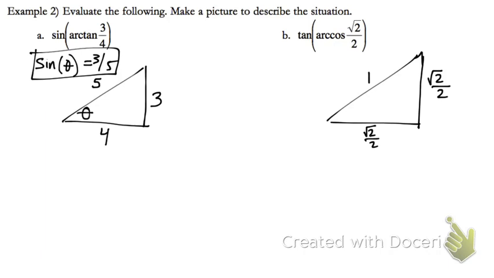So if I said, all right, cosine inverse of radical 2 over 2, radical 2 over 2 over 1 is theta, then I want to know what tangent of theta is equal to. So opposite is radical 2 over 2, adjacent radical 2 over 2, and I divide those and I get 1. So tangent of theta would be equal to 1.